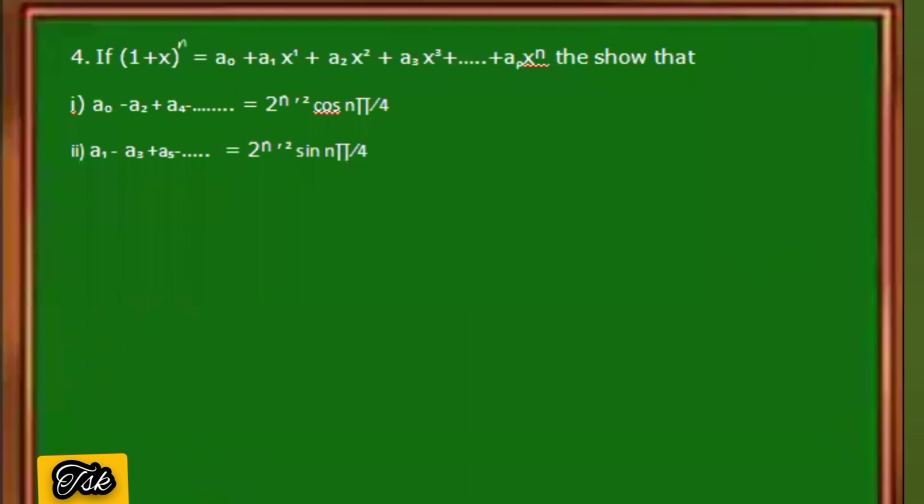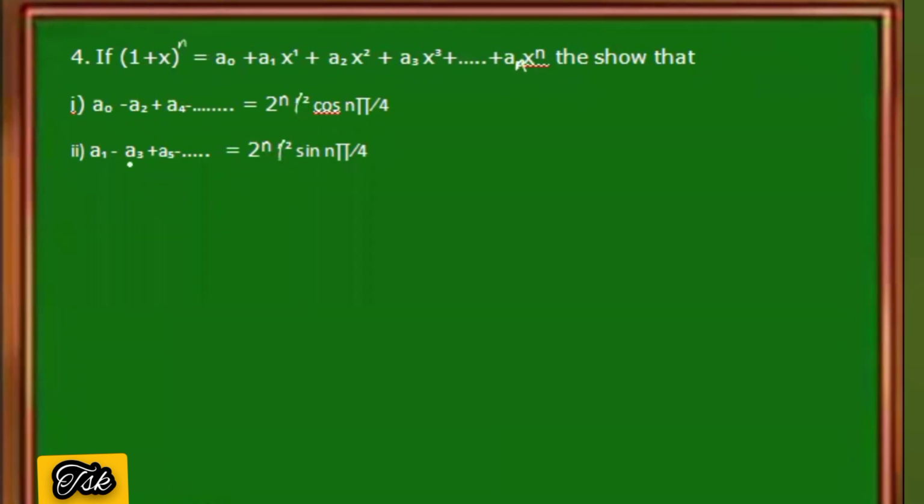Given 1 plus x whole to the power of n is equal to a0 plus a1x plus a2x square plus a3x cube, and so on, up to an x to the power of n. And we have to show that a0 minus a2 plus a4 minus and so on is equal to 2 power n by 2 cos of n pi by 4, and a1 minus a3 plus a5 minus and so on is equal to 2 power n by 2 sin of n pi by 4.